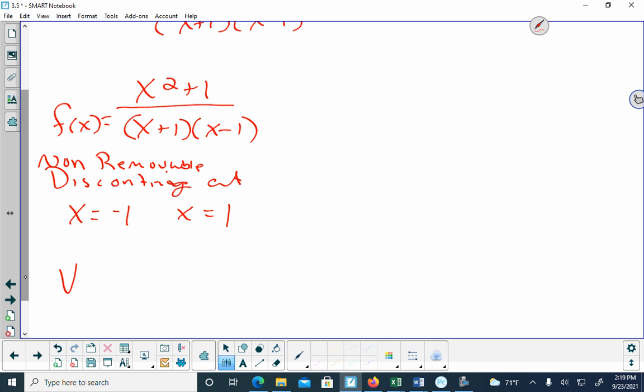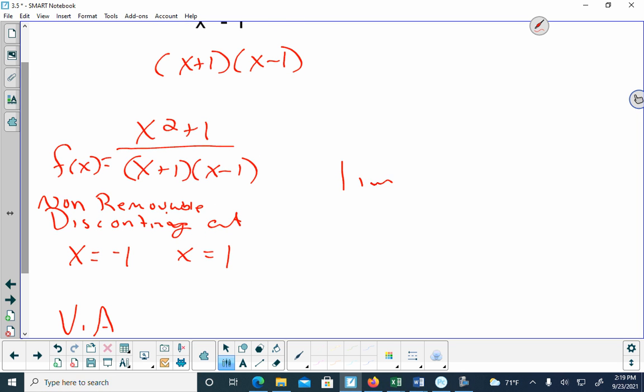So my vertical asymptotes, and let's just do it for fun, shall we? Do you want to do it the hard way or the easy way? Let's do it the hard way. Let's do the limit as x approaches -1 from the right. Let's not, why not?